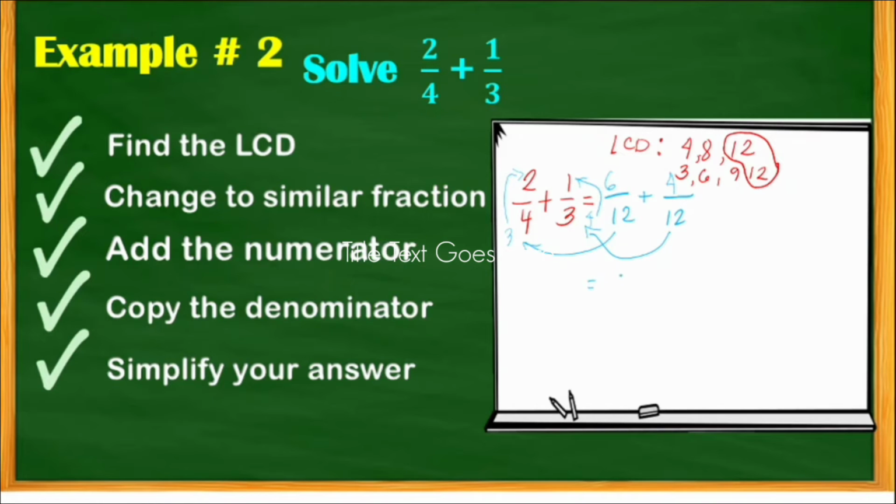Now we have the similar fractions 6/12 plus 4/12. Now perform the operation: copy the denominator and add the numerator. 6 plus 4, the answer is 10. And then copy the denominator of 12. Then simplify your answer if possible. The common factor between 10 and 12 is 2. So 10 divided by 2 is 5, and 12 divided by 2 is 6. This will be the final answer because there is no common factor between 5 and 6.